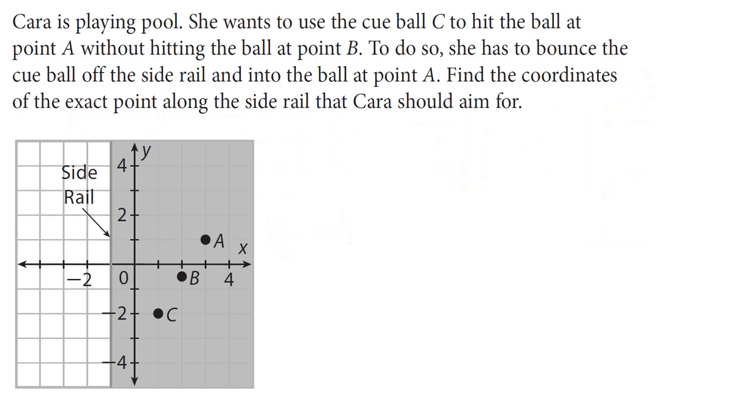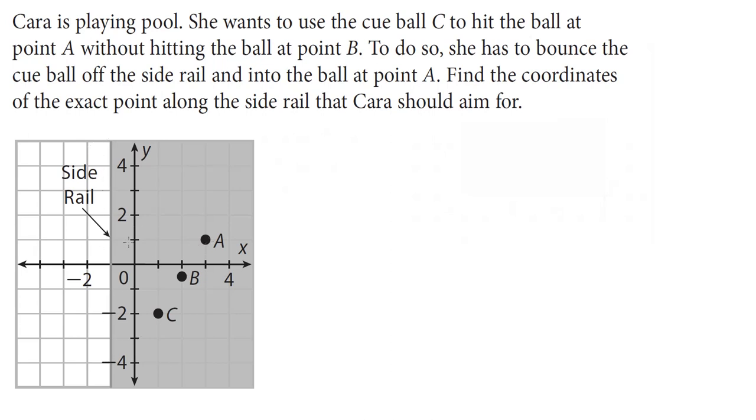All right, so let's go ahead and take a look at one more example here. It says Kara is playing pool. She wants to use the cue ball, C, to hit the ball at point A without hitting the ball at point B. To do so, she has to bounce the cue ball off the side rail and into the ball at point A. Find the coordinates of the exact point along the side rail that Kara should aim for. So remember, the ball is going to bounce off the side rail at the same angle that it came in. So in order to figure out the right point that we need to bounce off in order to hit A, we need to take A and reflect it across the side rail.